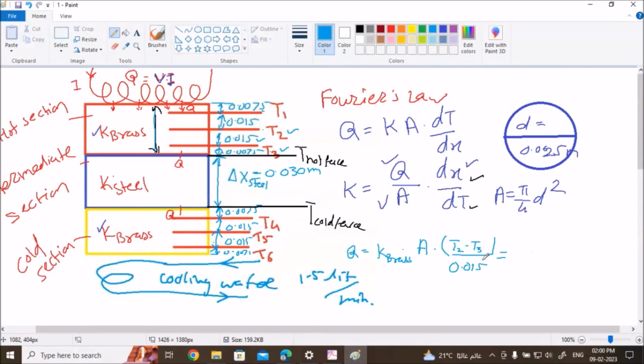Now, the same heat is flowing through this part downward. So apply it here. Same material, K brass.